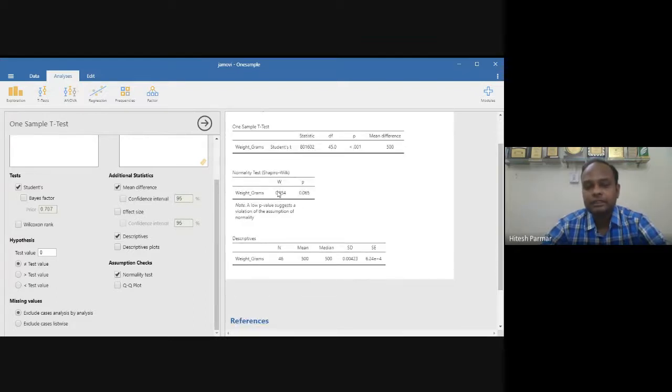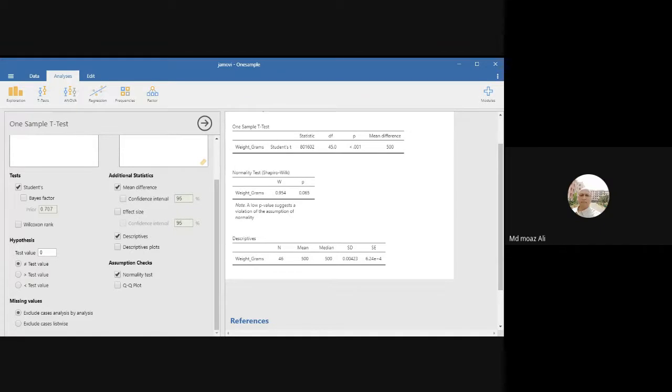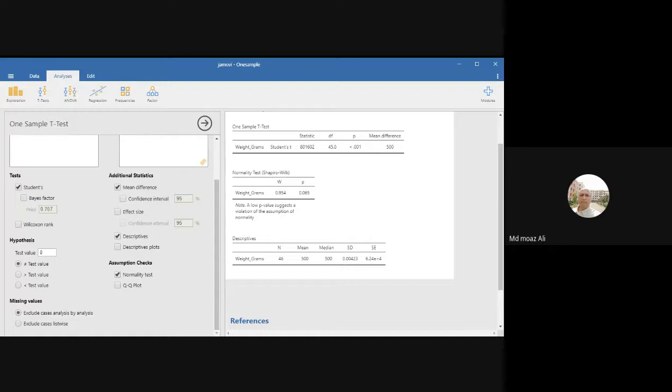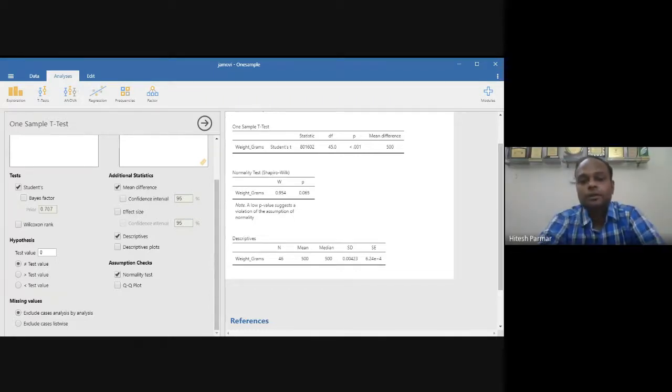The first task is normality. The p-value is 0.065. What can we interpret? Is it normally distributed? Normally distributed because the value is more than 0.05. So as the value is greater than 0.05, we can say that the variable is normally distributed.